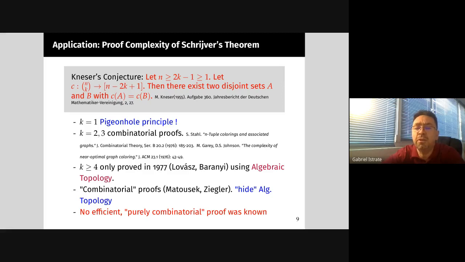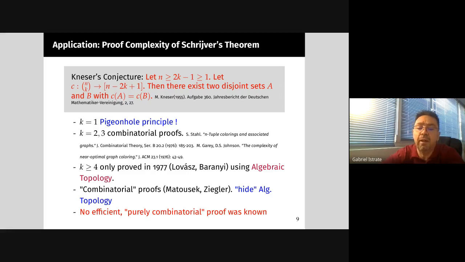Now, this was conjectured in 1955 by Kneser. It's a generalization of the pigeonhole principle. The cases k equals 2 and 3 had combinatorial proofs, but the cases k greater or equal than 4 were only proved in 1977 by Lovász and Bárány, and their proofs used algebraic topology, things like the Borsuk-Ulam theorem and the like.